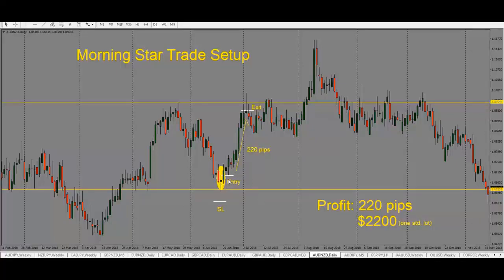So once we see the setup, we enter the trade long and we stay with the trade as long as price is moving higher. When we come into the next support and resistance level, we see a large pin bar here. So this is a good place for us to exit the trade because now we have a reversal signal in the opposite direction. So good time to exit the trade. Entry to exit here, we get 220 pips in our trade. So our profit is 220 pips or $2,200 if trading one standard lot.